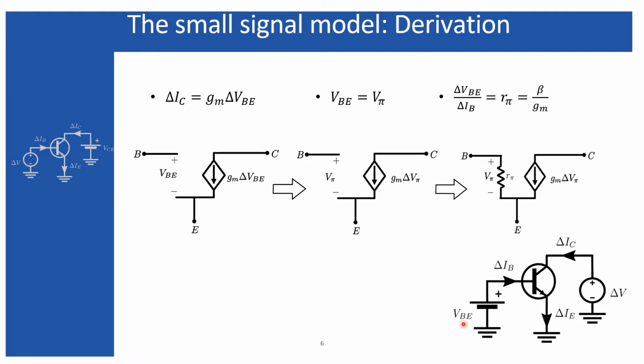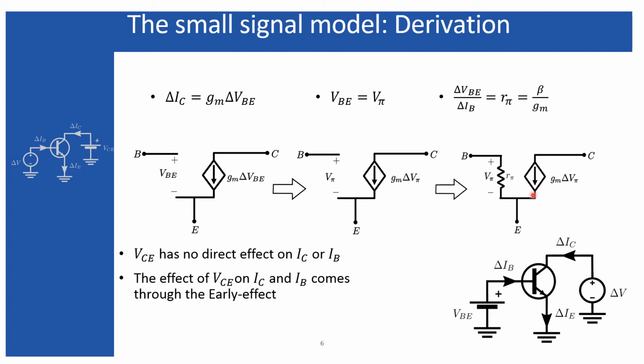Now I keep this base terminal at a constant voltage while I apply the differential voltage at the collector terminal. But as we know, the collector terminal has no direct effect on the collector current due to the differential voltage I applied on the collector side. So whatever model I have obtained may be the final one, but the effect of this collector to emitter voltage appears through the early effect. So we have to study the early effect once again to find out if there exists any other component that can be added within this particular model. Let's see.